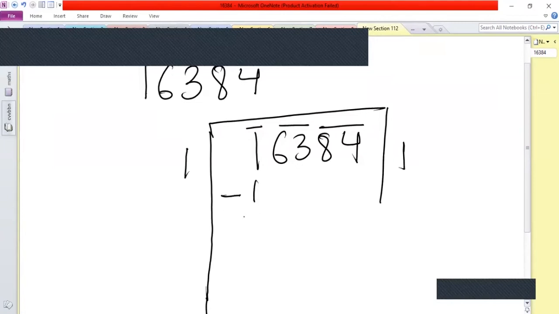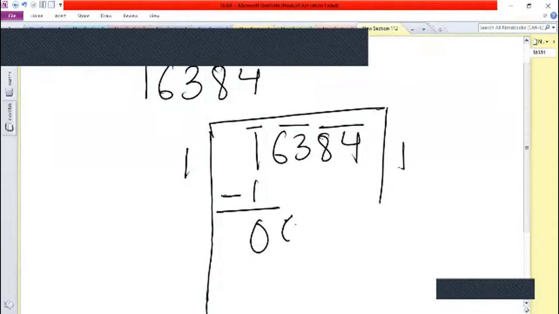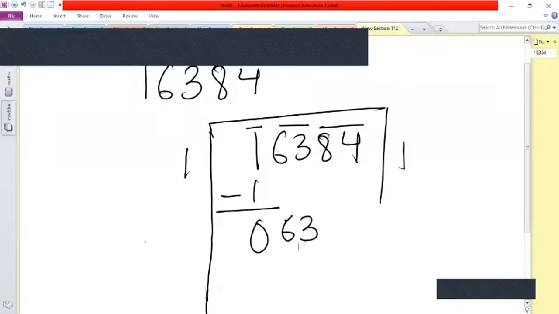Then it will be minus what you will get. Ma'am, 0. 0. Okay. Then you have to take 63 together. As I told you, you have to take a pair together only, right? So 63 together. Now here what will come?